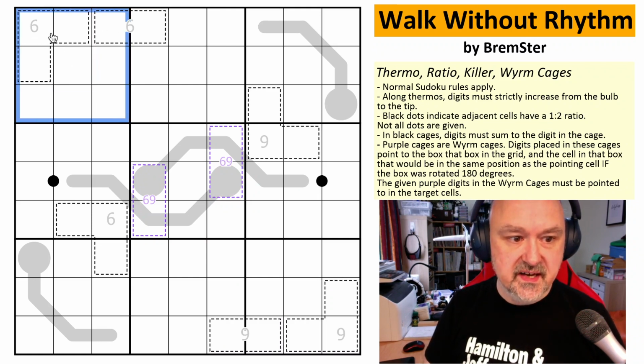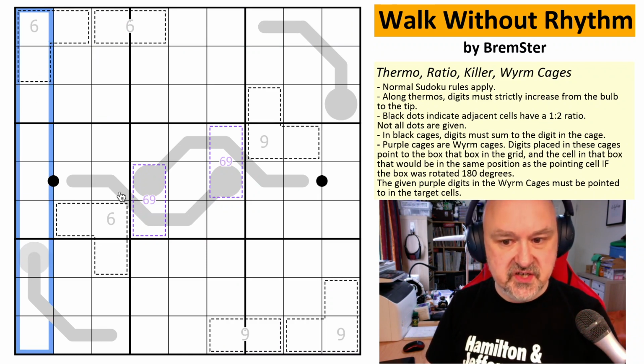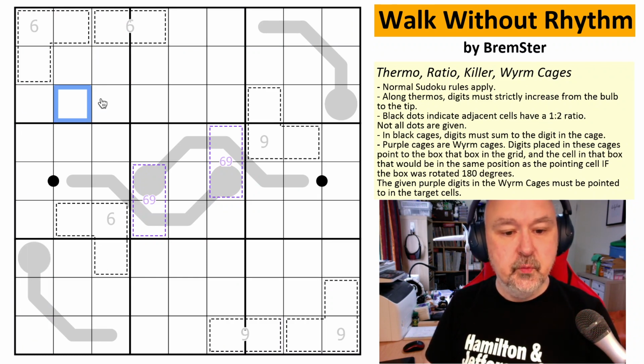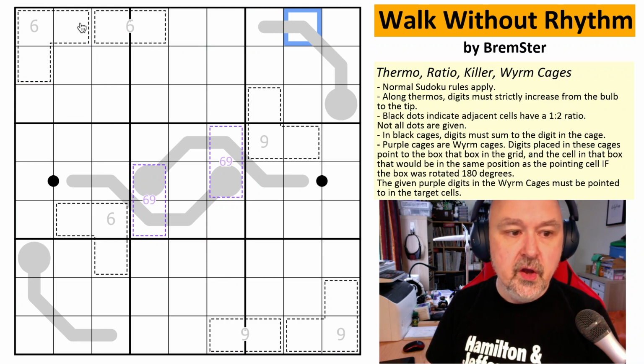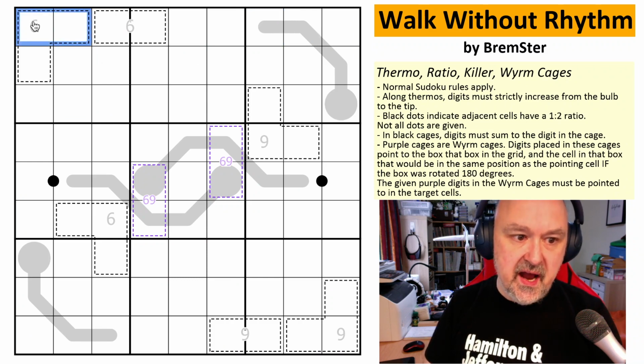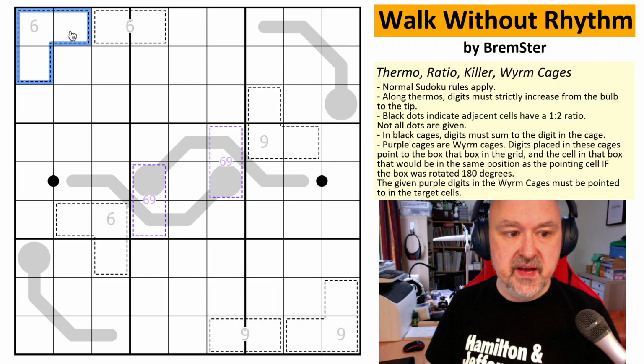In every box, in every row, and in every column, the digits 1 to 9 must be placed without repetition. Second of all, we have thermos. So along thermos, digits must strictly increase from the bulb to the tip. So whatever goes in this cell must be higher than this cell, which must be higher than this cell, which must be higher than this cell.